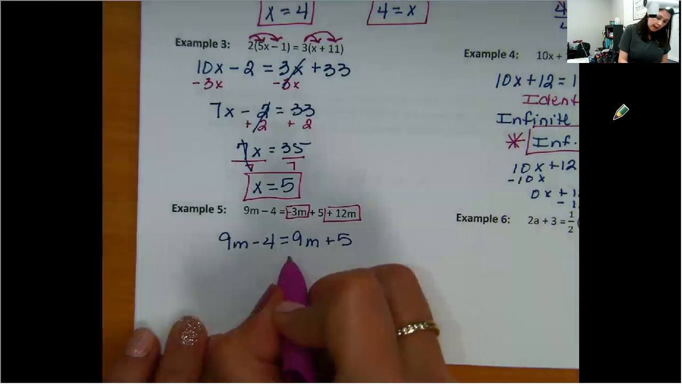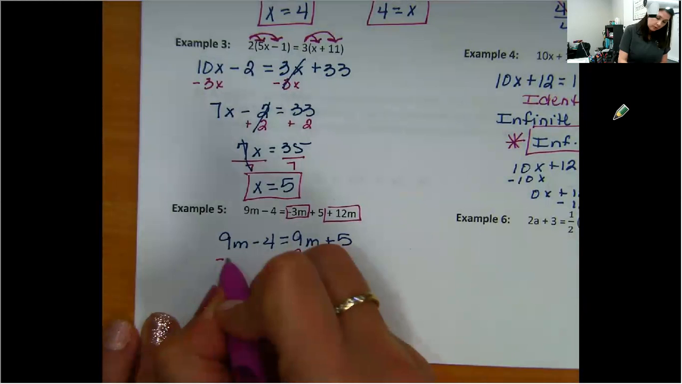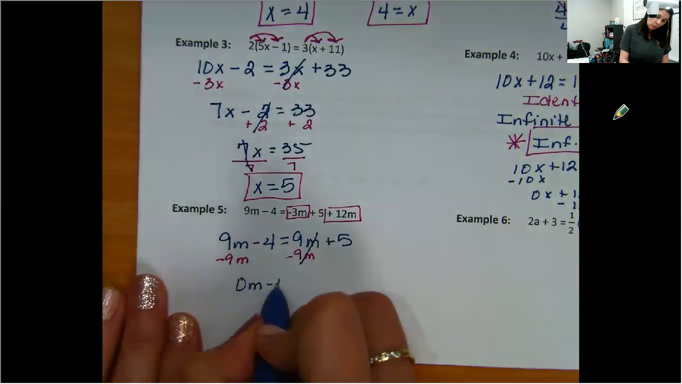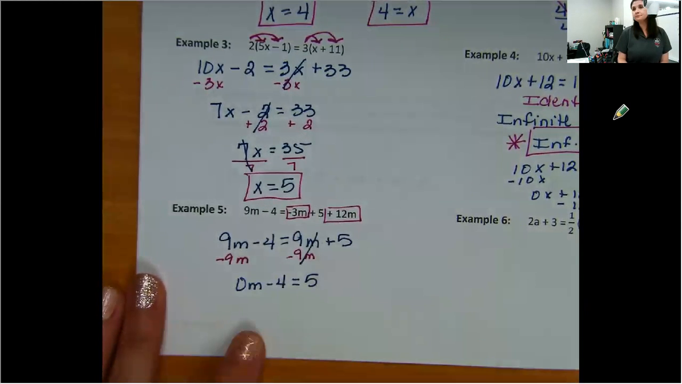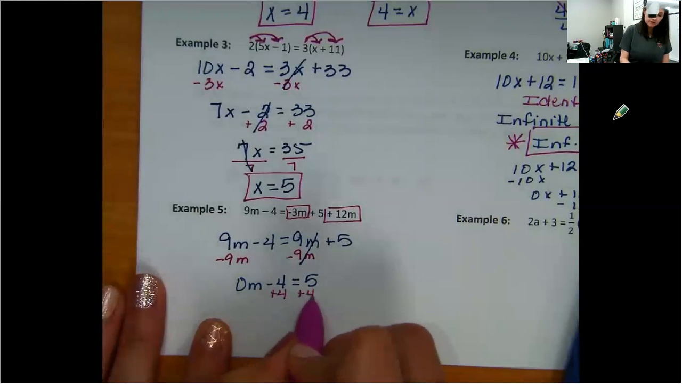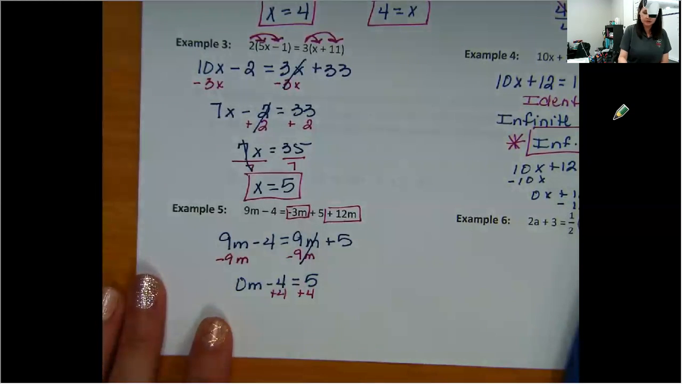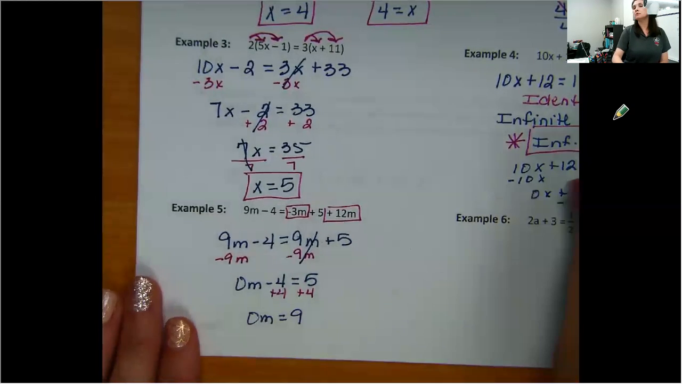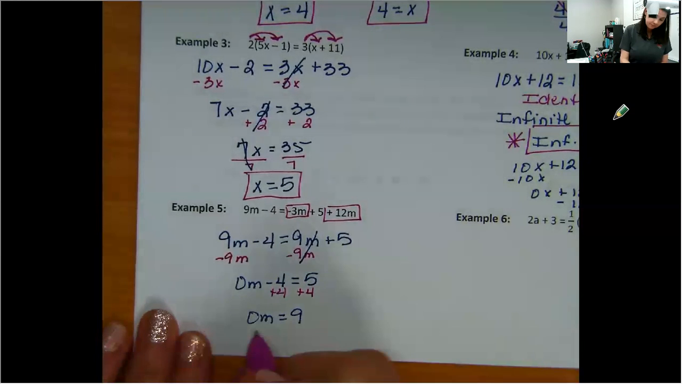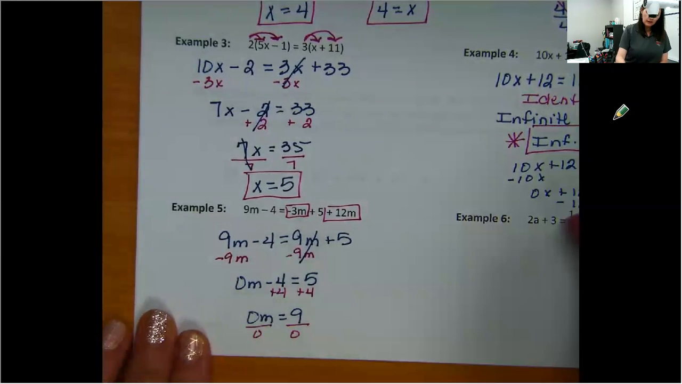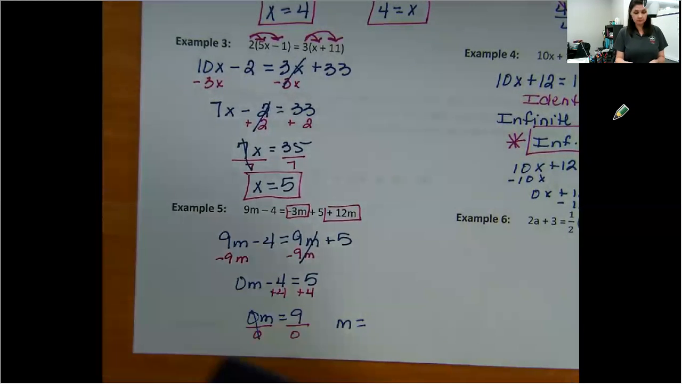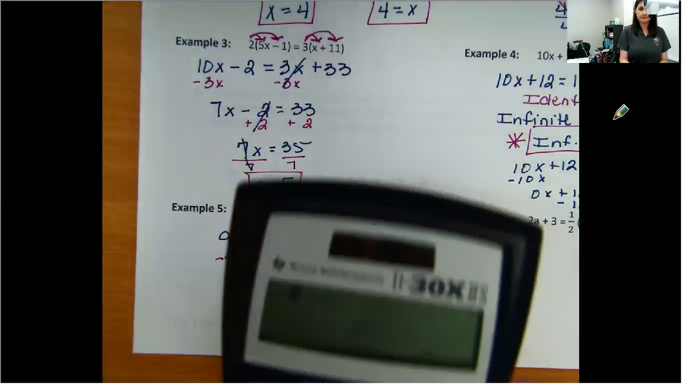So I'm going to subtract my 9m from here and move it over to the left, and I have 0m minus 4 equals 5. Now I'm going to add 4 to both sides. You could stop here, by the way, and I'll show you at the end why. But I want you to keep writing your answer. 0m equals 9. What do I do now? Divide by 0. And what does m equal? 0.